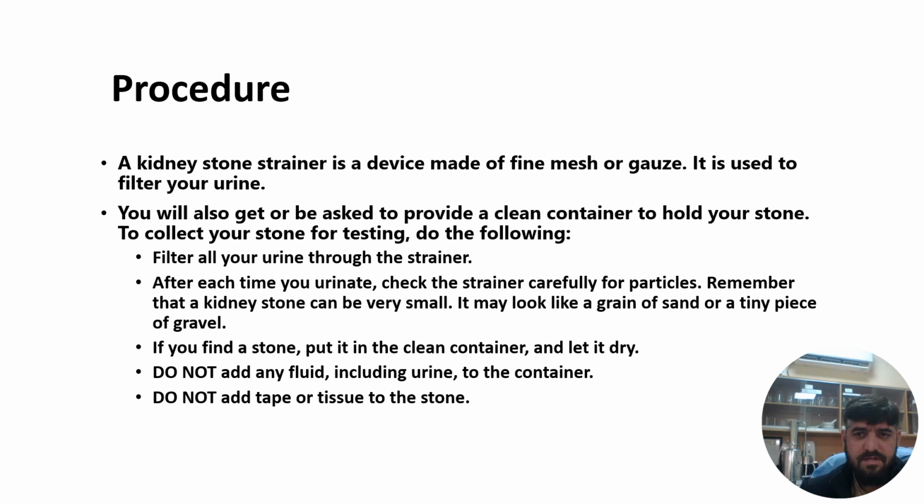Now, what is the procedure of chemical analysis of the kidney stone? First of all, urine is filtered by a kidney stone strainer after each time of urination and then stored in a clean, dry container. Care should be taken not to add any fluid including urine to the container, and do not apply tape or tissue to the stone to avoid any contamination.